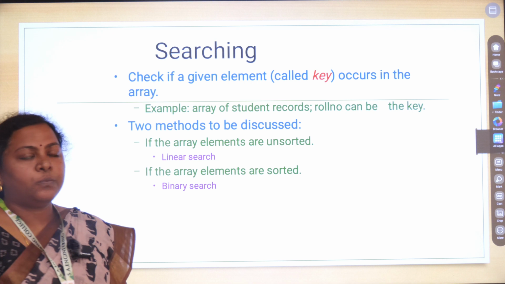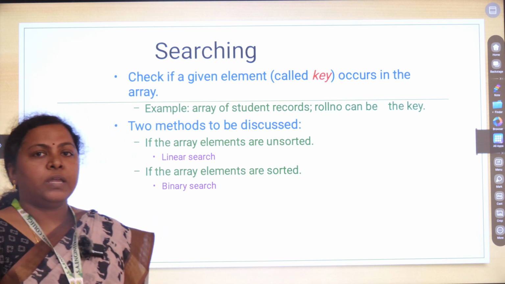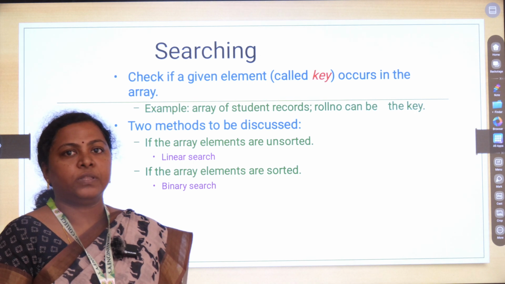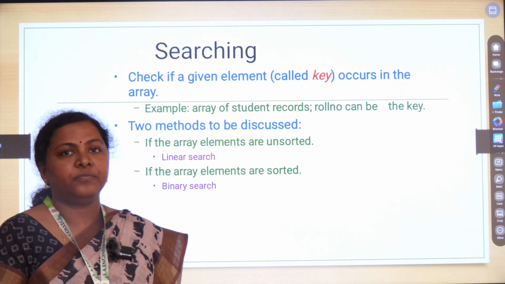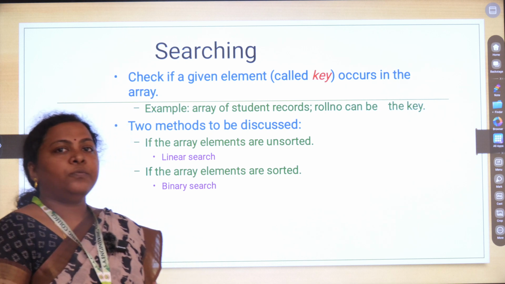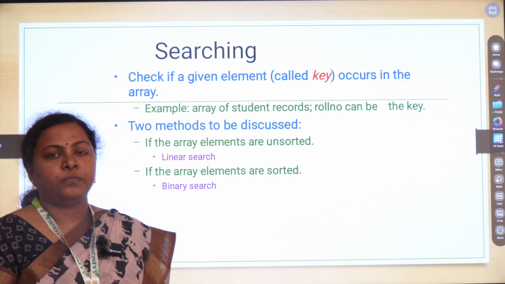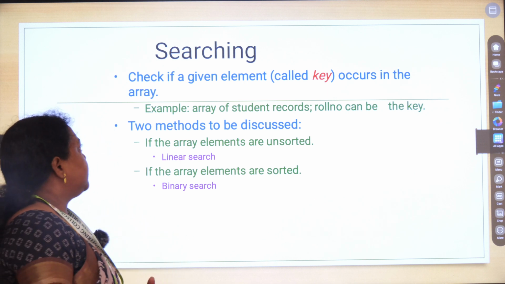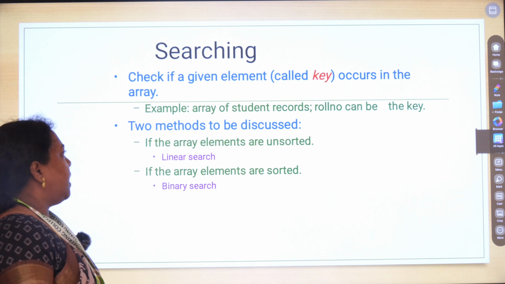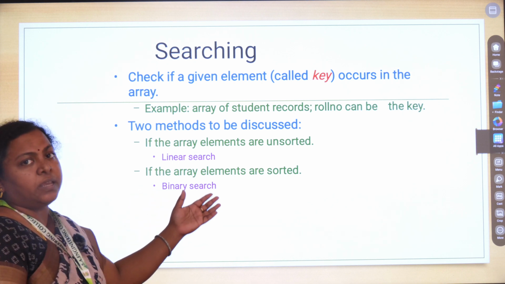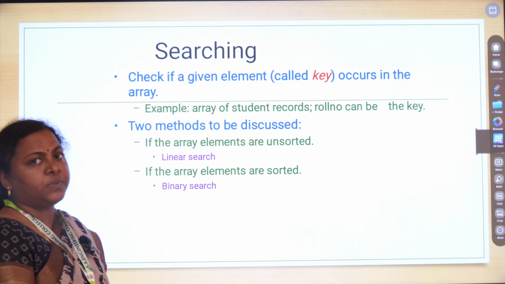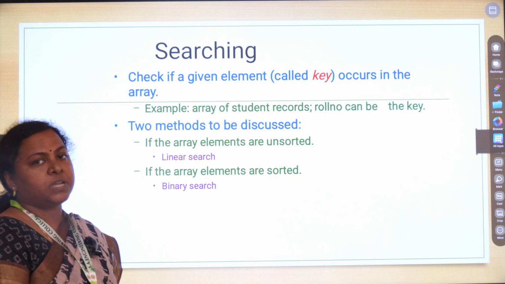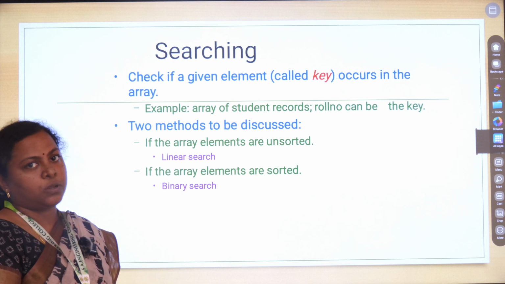So what is the search? An element is being asked to search in an array, that is we are going to find out whether the element, or here we represent it as a key, is present in the given set of numbers. That number is called a key. For example, in an array of student records we just have to find out whether the detail of a single student whose register number is 1, 2, 3, 4 is present or not.